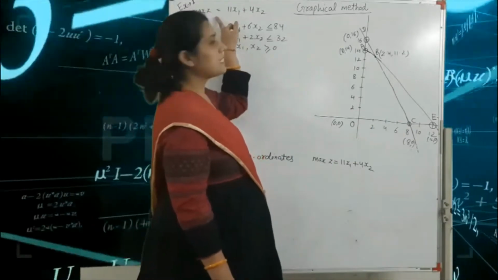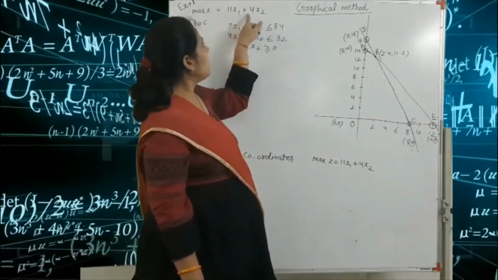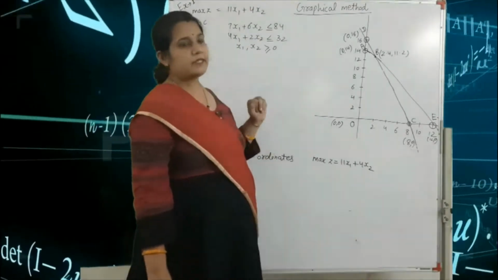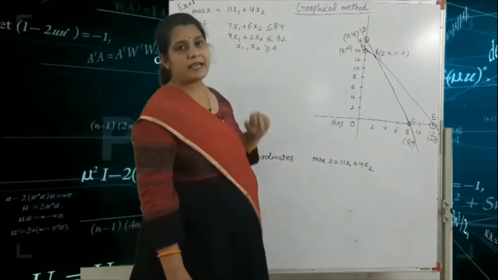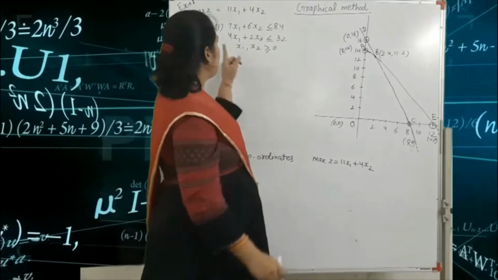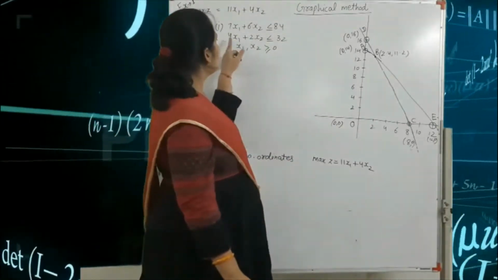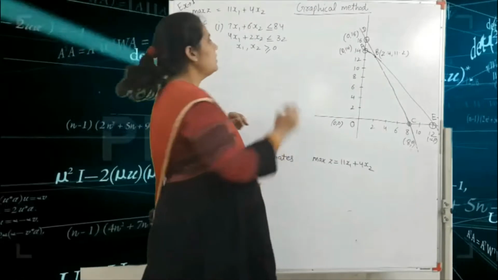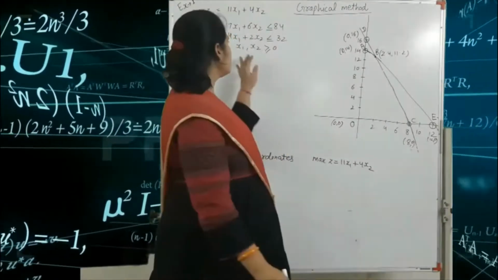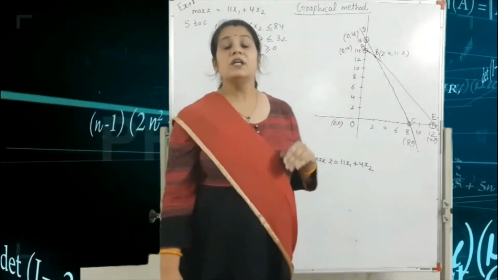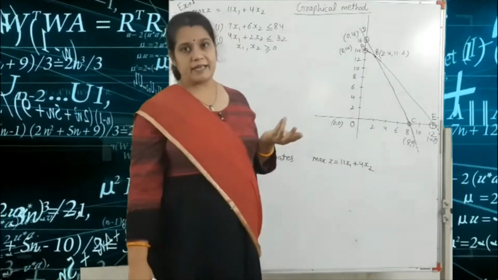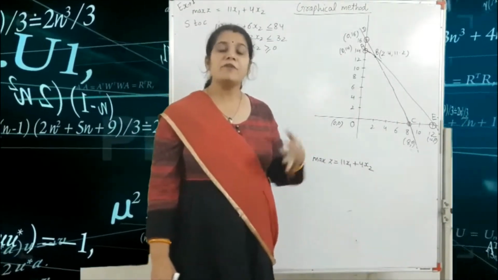The example is: maximize z equal to 11x1 plus 4x2, subject to the constraint 7x1 plus 6x2 less than or equal to 84. This is the first constraint equation. And the second constraint equation is 4x1 plus 2x2 less than or equal to 32. This is our second constraint equation. And here it is given x1, x2 greater than or equal to 0. That means in this question we find the maximized z, that means profit, with the help of the graphical method.